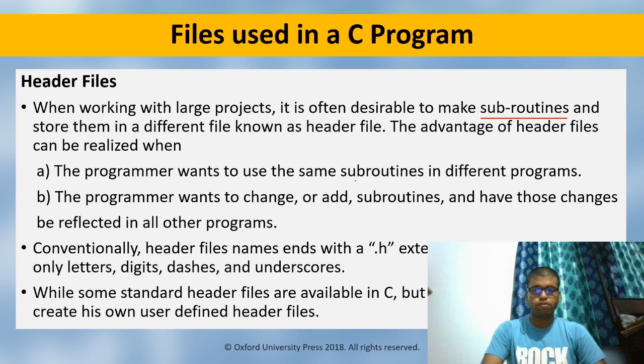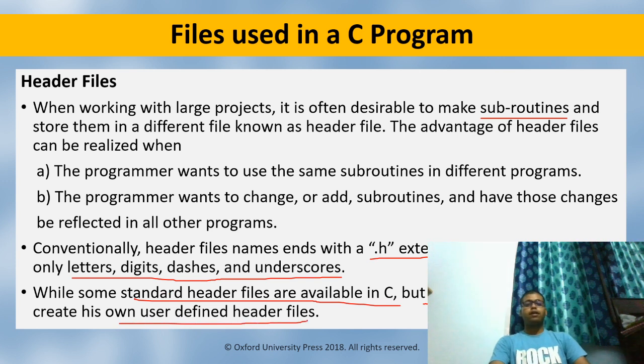The programmer may want to use the same subroutine in different programs, and if the programmer changes or adds subroutines, those changes are reflected in all other programs. Conventionally, the header file's name has the .h extension, and its name can use only letters, digits, dashes, and underscores. Some standard header files are available in C, but the programmer may also create his own user-defined header file. That is one of the versatile things of C, that we can define our own header file also.